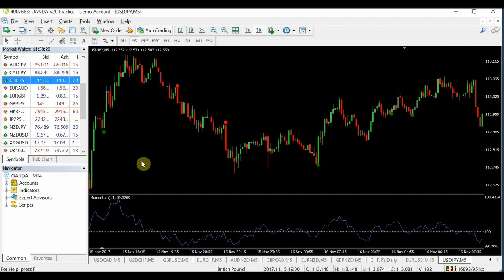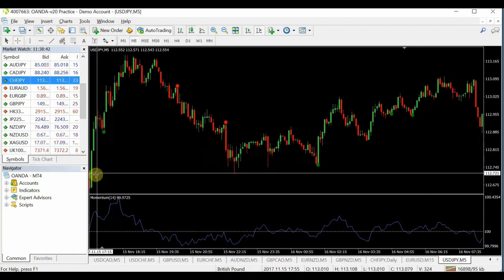So I like to use the momentum indicator. Again, this can work with stochastics, it can work with RSI. If the stochastics, RSI and momentum are all diverging or converging, depending on what you're looking at, then again it gives you more confirmation. But I tend to only really look at the momentum indicator for my divergence.